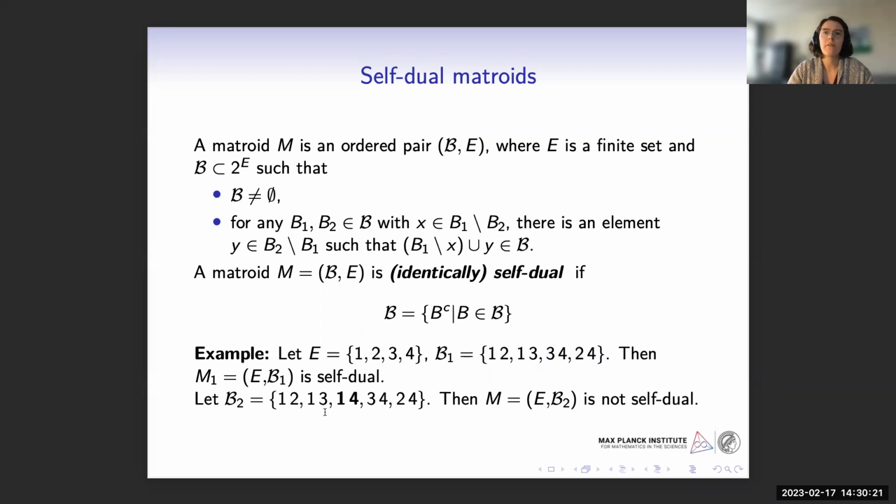If, on the other hand, I look at the basis set B2, where I've added the basis 1, 4, you can check this still satisfies the basis exchange axiom. It's still a matroid, but now it's no longer self-dual because the complement of this set 1, 4 would be 2, 3, and it's not a basis of my matroid. Okay, so these are self-dual matroids.